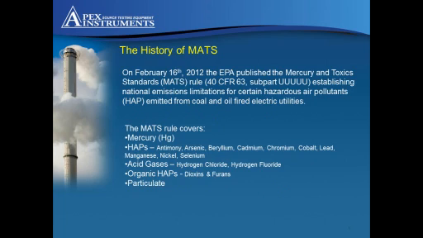On February 16, 2012, the EPA published the Mercury and Air Toxics Standards Rule, or MATS as everybody knows it, establishing national emission limitations for certain hazardous air pollutants emitted from coal and oil-fired electric utilities. The MATS rule covers mercury, contaminants classified as hazardous air pollutants, acid gases, organic hazardous air pollutants, and particulate.